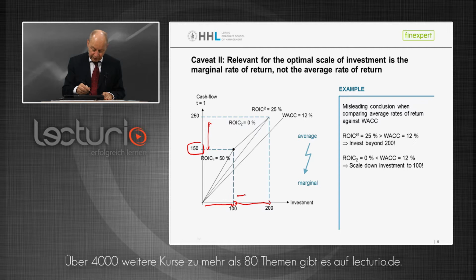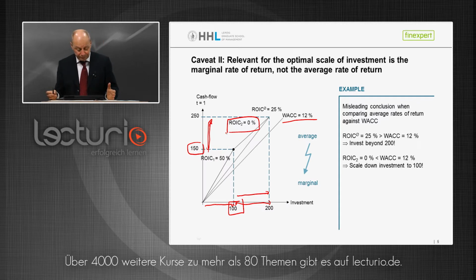You see that we increase our investment by 100, and that just increases our cash flows also by another 100. And so the marginal rate of return on the second 100 is equal to 0. That is, we just get our money back. And obviously, at a WACC of 12%, if we are at that step here, having invested the first 100 million, when looking at the marginal rate of return, we will not invest another 100 because the marginal rate of return is 0, whereas the WACC is 12%.